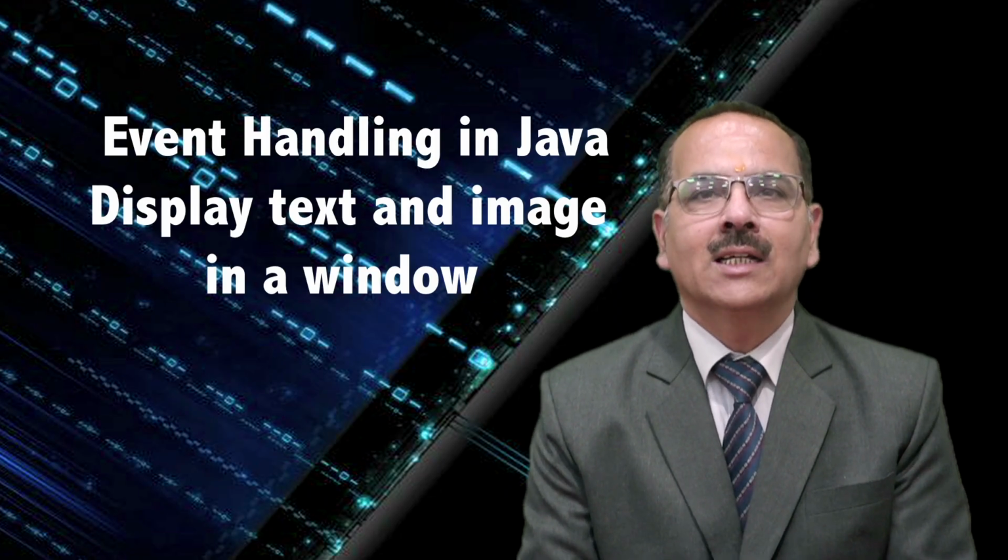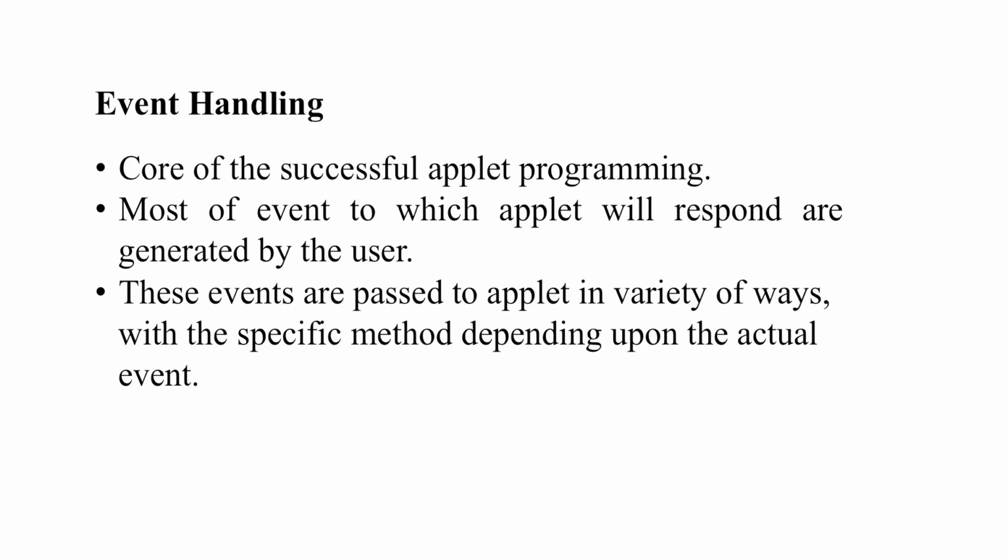Event handling is basically a core part of programming languages. It's a mechanism which controls events and decides what should happen if an event occurs. So here we have one mechanism, we call it the event handler, which is executed when the event occurs.